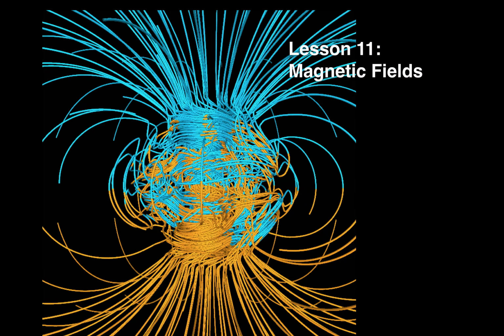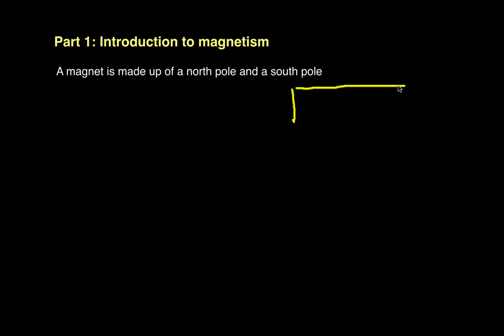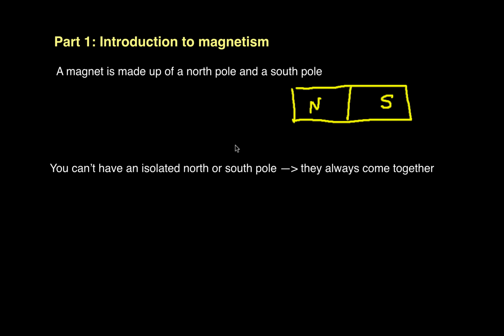Lesson 11, Magnetic Fields. Part 1, Introduction to Magnetism. When we were studying charges, we learned that charges come in positive and negative. A magnet is made up of a north pole and a south pole. You can't have an isolated north or south pole. Unlike charges, which come in separates, north and south poles always come together.